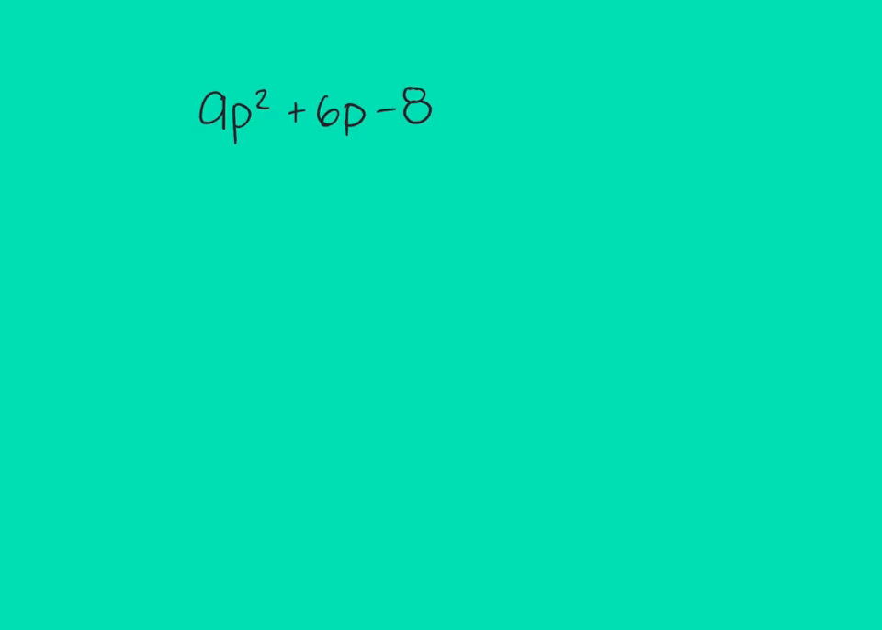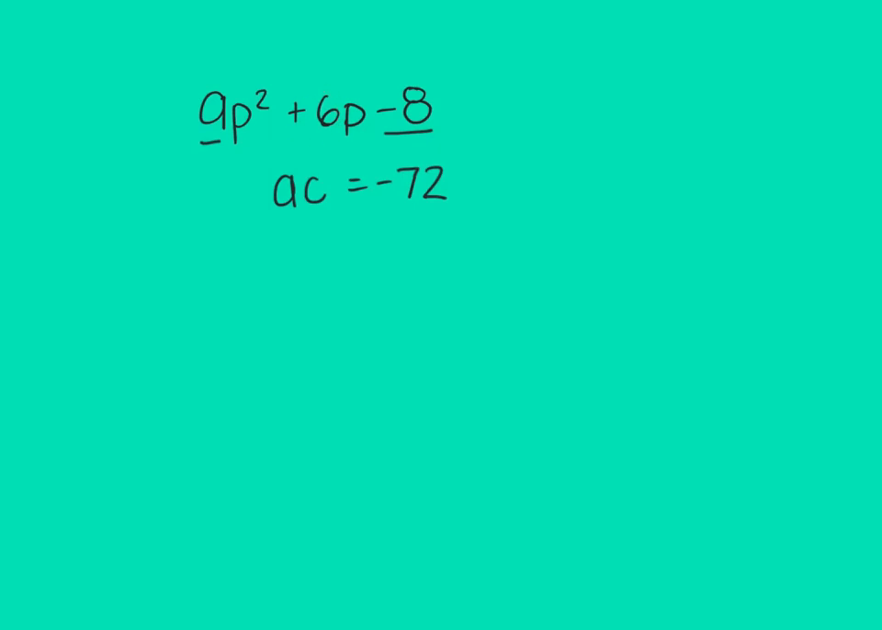Moving on to the next one, 9p squared plus 6p minus 8. First check, is there a number that can be divided into all three terms? 9p squared, 6p, negative 8? No, nothing. So let's go straight to the AC method. A times c, in this case, 9 times negative 8 is negative 72. So I'm going to look for numbers that multiply to negative 72 and add to positive 6.